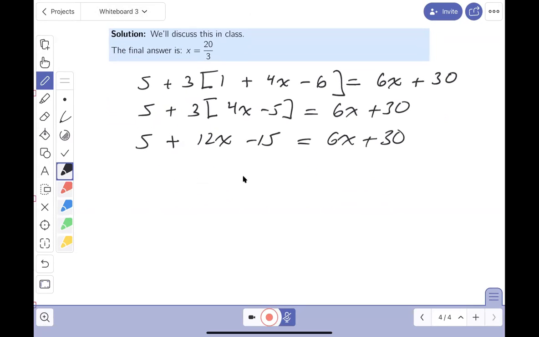What do you get over here? Well, you can get 12x minus 10 equals 6x plus 30. All right. I'm going to claim that I've done the simplification process.